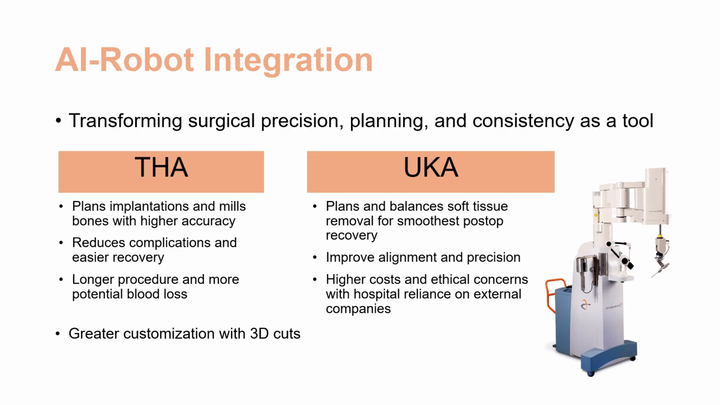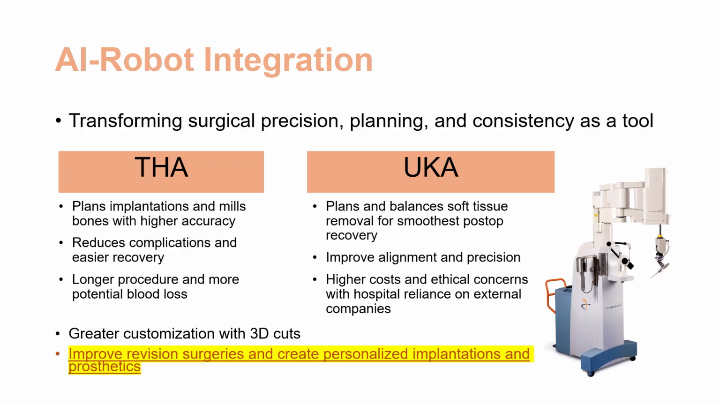Robots can make complex three-dimensional cuts and fit implants to each person's unique anatomy. It's proven to improve revision surgeries and create implants that match each body more naturally. Overall, it's enhancing precision, planning, and personalization, not replacing surgeons, but upgrading tools to make surgery safer, more accurate, and suited towards each patient.